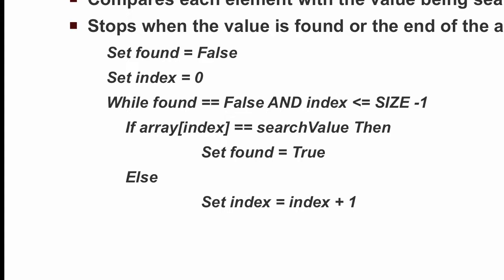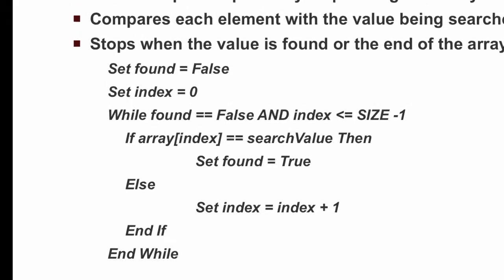Else, we set the index to index plus 1. In other words, we use a counter. We end the if, and we end the while. So it's going to go back to the top where the while is, and again run that loop.